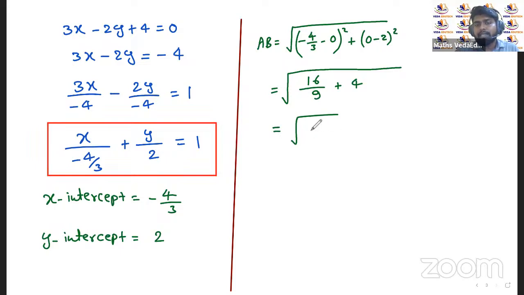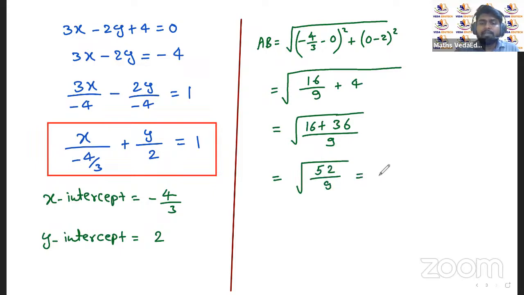It's not 25. 16 plus 36, 16 plus 36 is nothing but 52. The square root of 52 by 9. So that will give you 2 root 13 by 3. So this is the final answer.